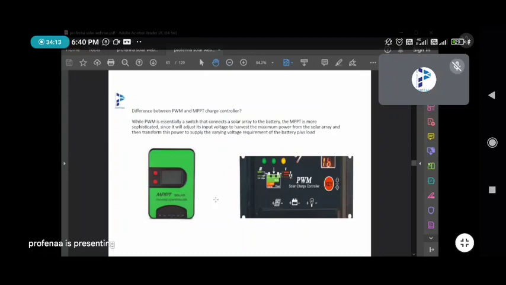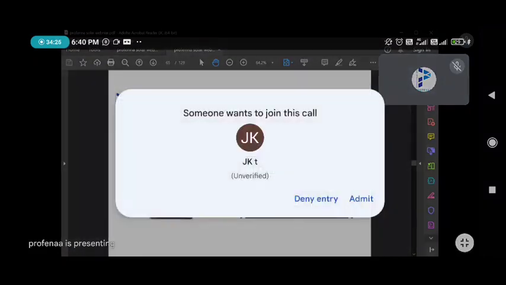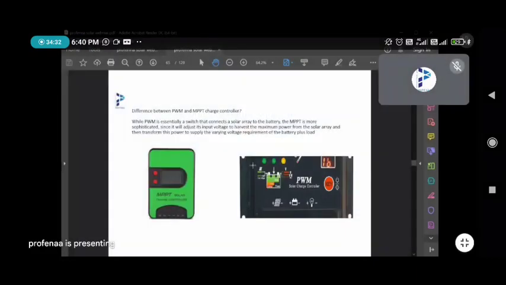There is PWM and MPPT charge controller. A different type is there. For small level you may go for PWM, pulse width modulation technique. MPPT goes for the higher level. What is the difference between PWM and MPPT? There is an input. You may get a higher level of power.